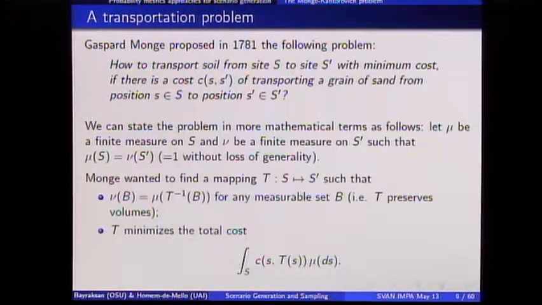Well, what is hard about this problem? If you had to solve this, why is it hard?